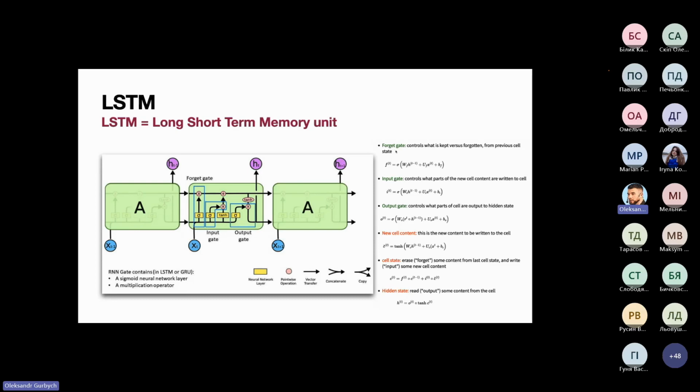LSTM's forget gate controls what is kept and what is forgotten from previous step. Input gate controls what parts of the new cell content are written to the cell, like what to access and rewrite in all the activations. Output gate controls what parts of cell are output to hidden state and which are not. New cell content is the new content to be written to the cell. This is an activation candidate.